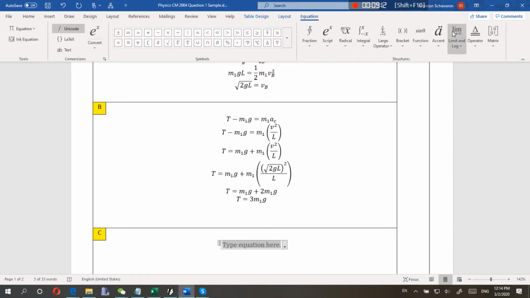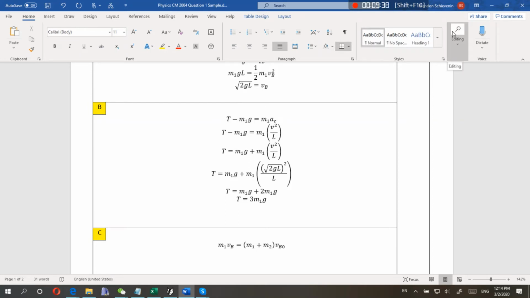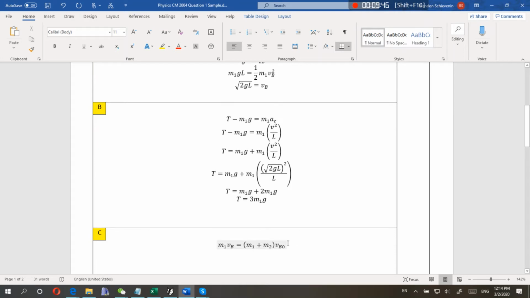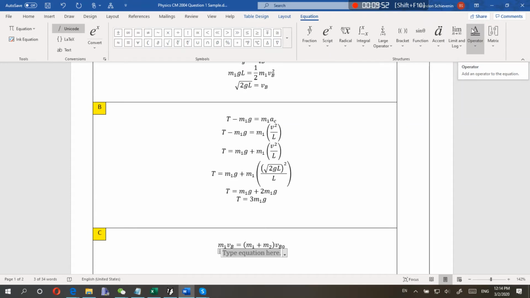So we'll have M1 V sub B, maybe, is equal to M1 plus M2 times V sub B0, maybe, for B final. Not sure exactly how we should subscript that, but that looks okay to me. Okay, and we are solving for the speed just after. So I want to solve for VB naught. Okay, what do I have to do?